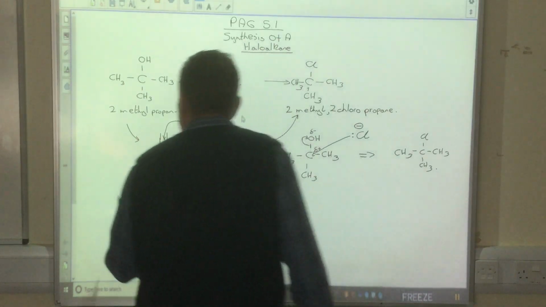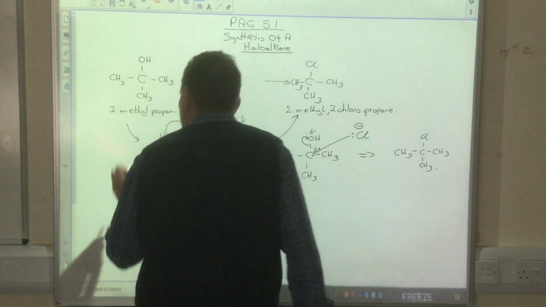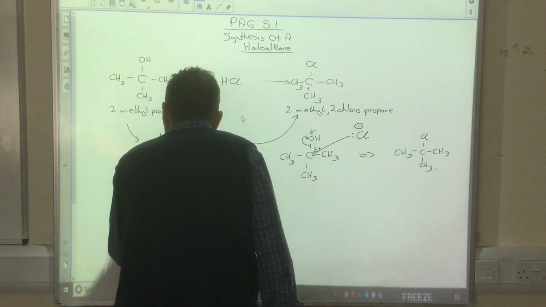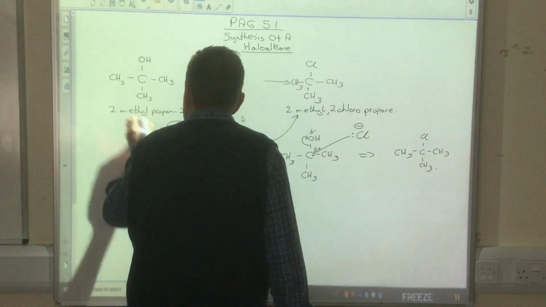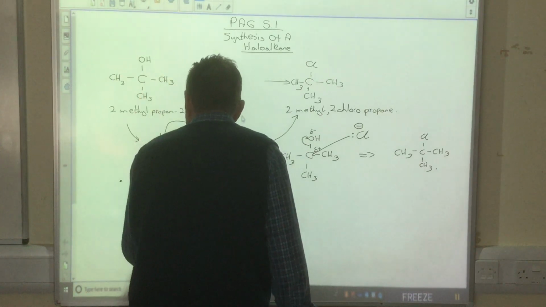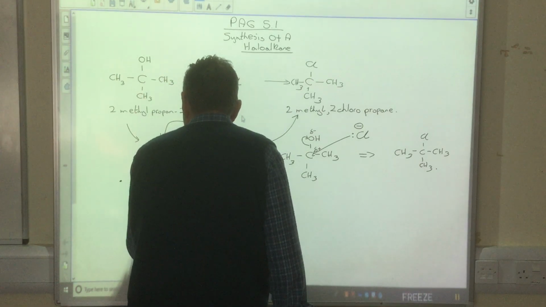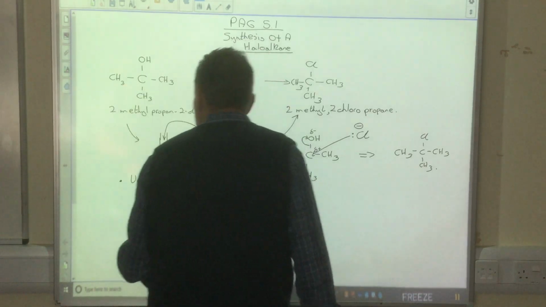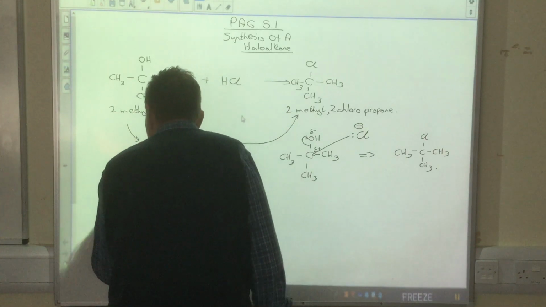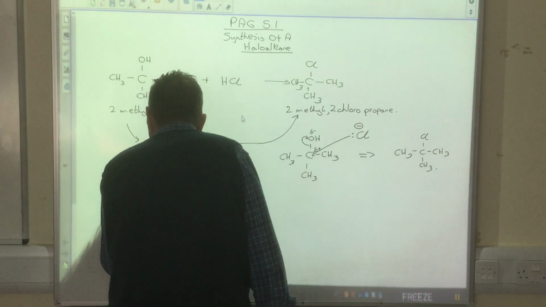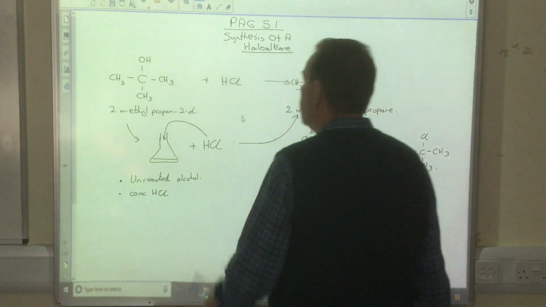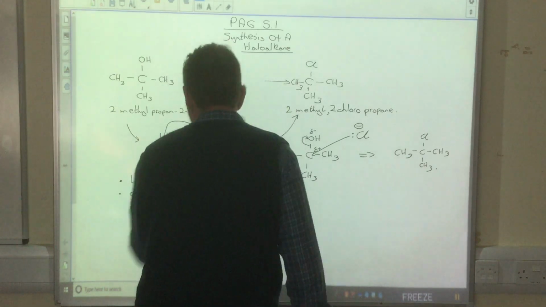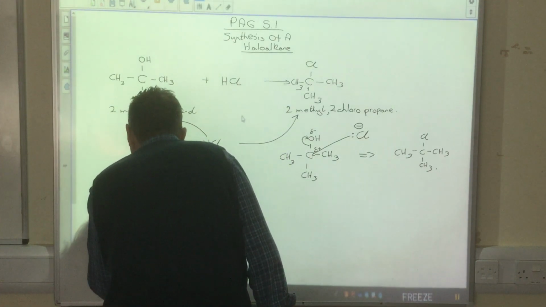So in here, you're going to have unreacted alcohol, because not all this will go. Unreacted 2-methylpropan-2-ol. Let's just call it alcohol, because not all of it will react. You're going to have quite a lot of concentrated HCl, because it's not all going to get used up. You're going to have your product, your haloalkane.